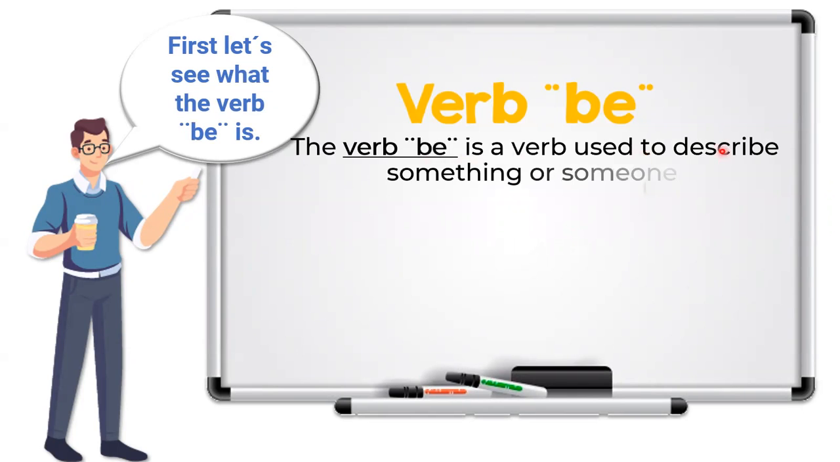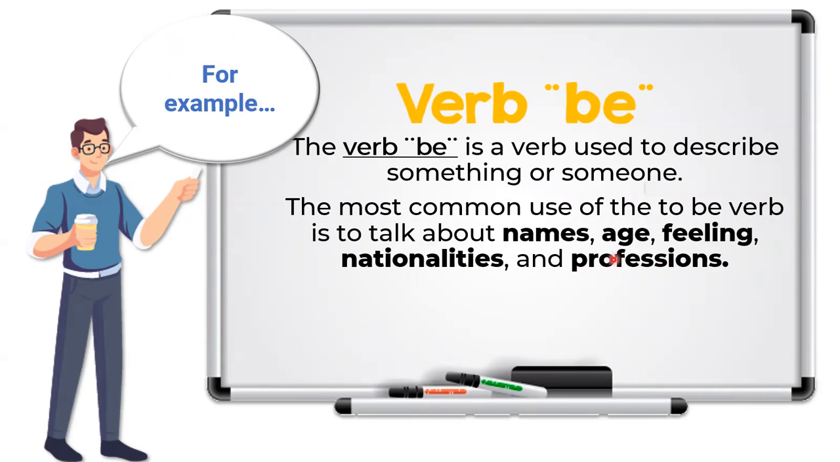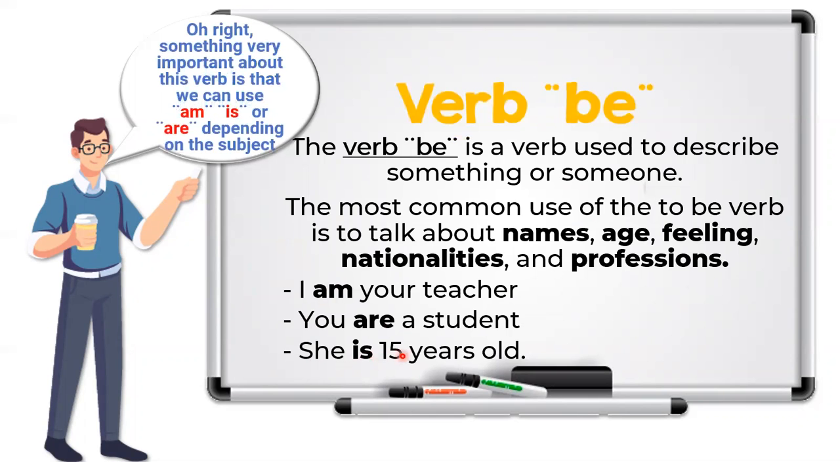The verb be is a verb used to describe something or someone. The most common use of the verb be is to talk about names, age, feelings, nationalities, and professions. For example, I am your teacher. You are a student. She is 15 years old.